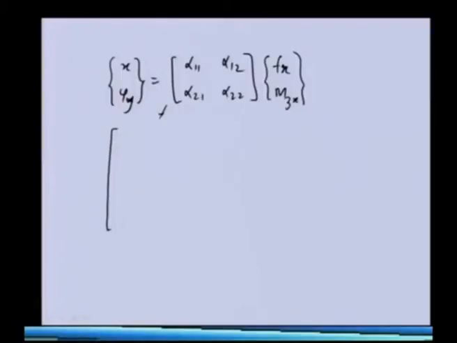Just for illustration, let us say we have a simply supported beam, and these are the supports. If we are applying a force Fx and moment Mzx, then the linear and angular displacement will be related. Let us say this distance is A, this is B, and the total length of the beam is L. Then this influence coefficient matrix would take this particular form.